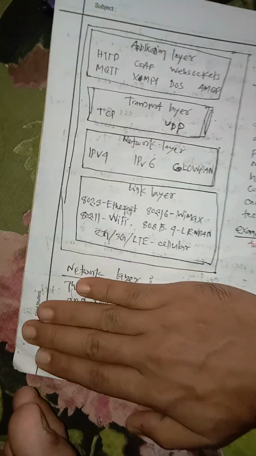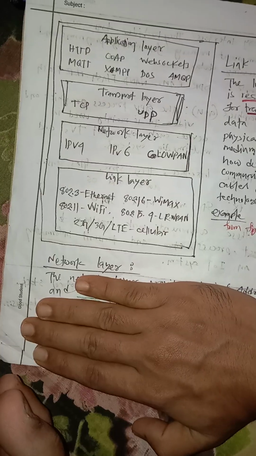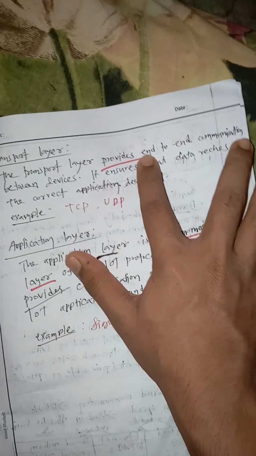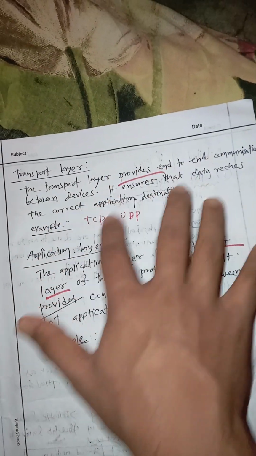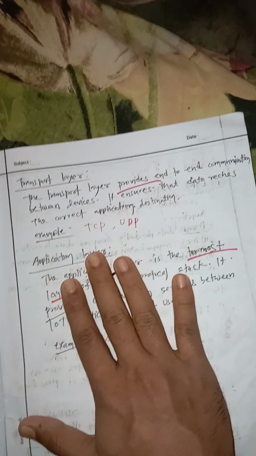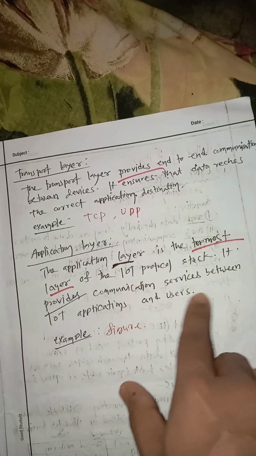The network layer handles addressing, logical addressing and routing, from sender to receiver, from source to destination. This is the main point. Then the transport layer provides end-to-end communication between devices and ensures data reaches the correct destination. The application layer is the topmost layer of the IoT protocol stack and provides communication services between IoT applications and users.